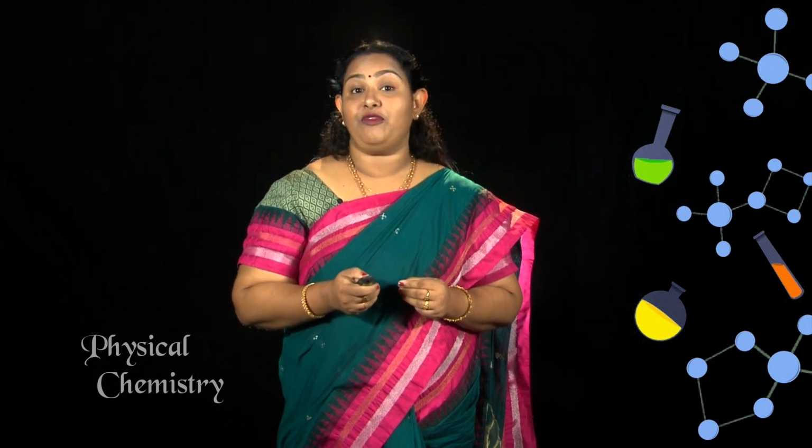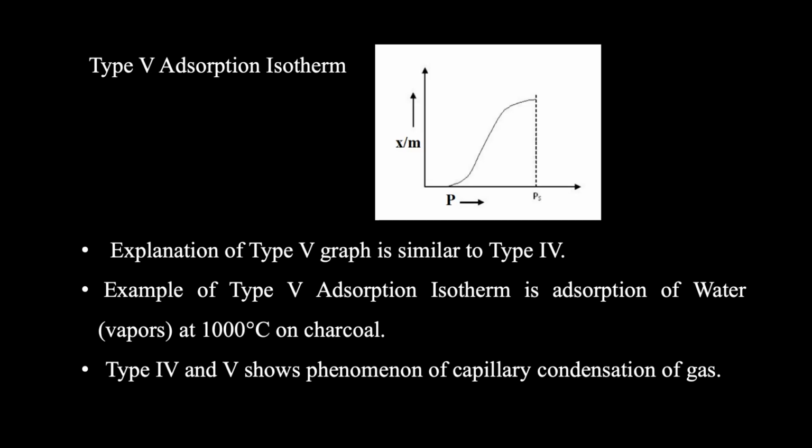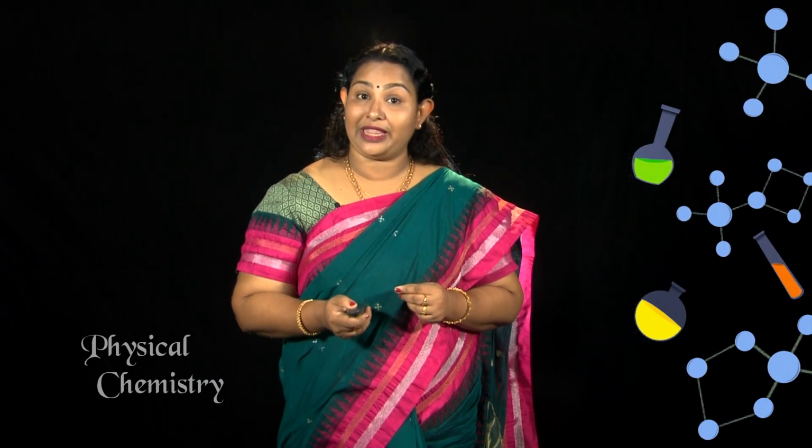Next is type 5 adsorption isotherm. Explanation of the type 5 graph is similar to type 4. An example of type 5 adsorption isotherm is adsorption of water at 1000 degrees Celsius on charcoal. Type 4 and type 5 show the phenomenon of capillary condensation of gases. Now, we shall move on to the mathematical derivation of the BET equation and the corresponding isotherm.